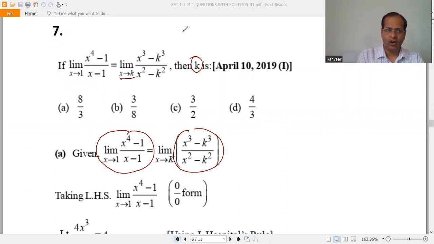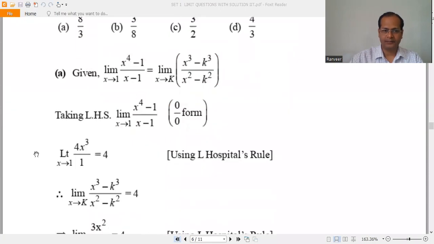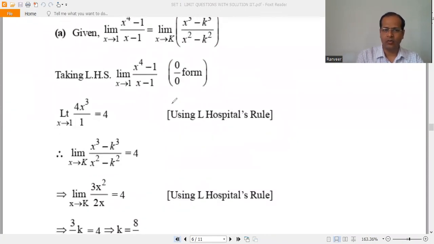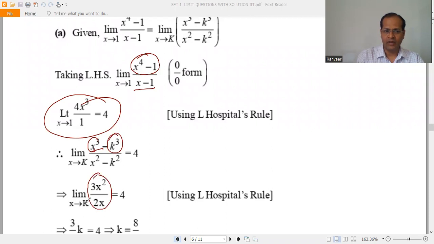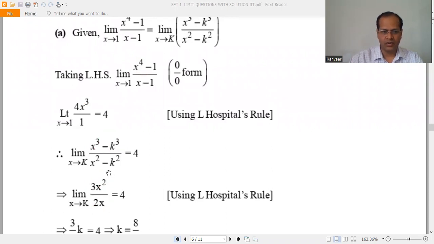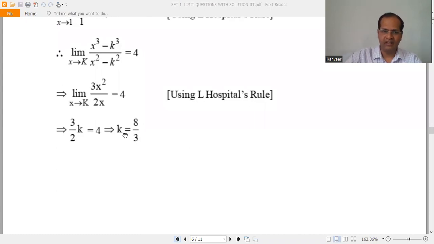So for the objective purpose, we have to apply directly the L'Hopital rule. When we apply the L'Hopital rule, in the numerator just differentiate the numerator part. So this becomes 4x cube and this becomes 1, and this is equal to 4. And for x tending to k, this is 3x square divided by 2x, because this is constant, this becomes 0. So 3x square by 2x. When we substitute the value of k, this is 3k square by 2k. Only one k will remain. So once we substitute the value, k is equal to 8 by 3.